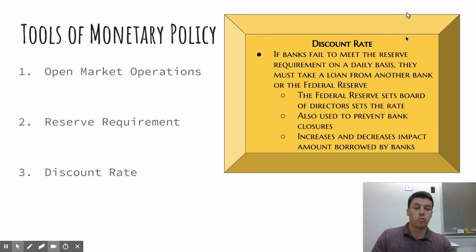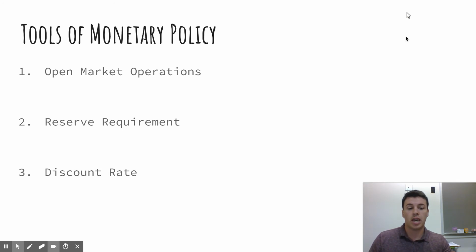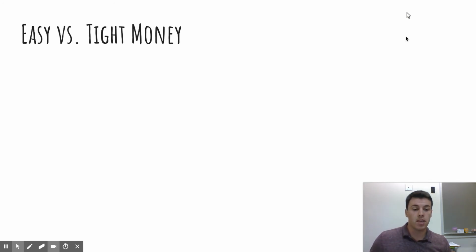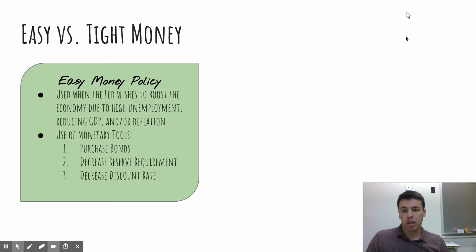All right, let's break down these tools and look at how we actually impact the economy. This is done through what we call easy money and tight money, which are just other words for expansionary and contractionary. Easy money policy is used when we're trying to correct the economy in a downturn: high unemployment, GDP decreasing, deflation, which we talked about in the fiscal policy video 5. But we can use those monetary tools in this way.